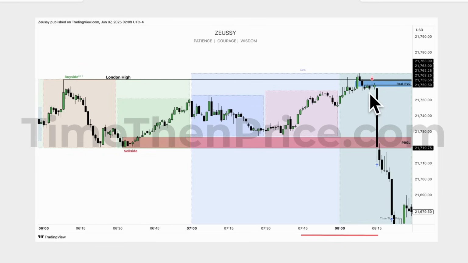We see the market retrace into that. And that right there is where I want to short. And the reason being is because at 8:15 a.m. there was a high impact news release. But manipulation was already taking place from 8 a.m. Meaning from the moment 8 a.m. opened, we saw manipulation higher taking place.